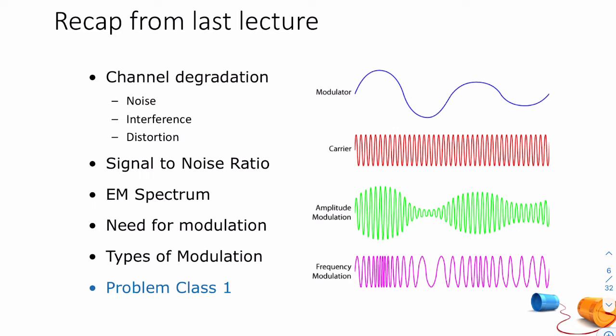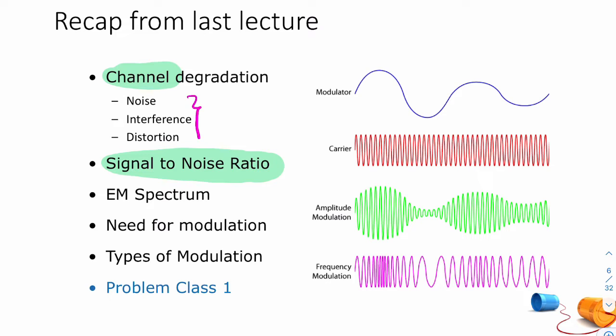Okay, so last week we introduced modulation, and in doing so we spoke about some things which happen to the signal in the channel. So we spoke about channel bandwidth, and then we spoke about these three things: noise, interference, and distortion. And on the subject of noise, we introduced the idea of signal-to-noise ratio, and we actually quantified it.